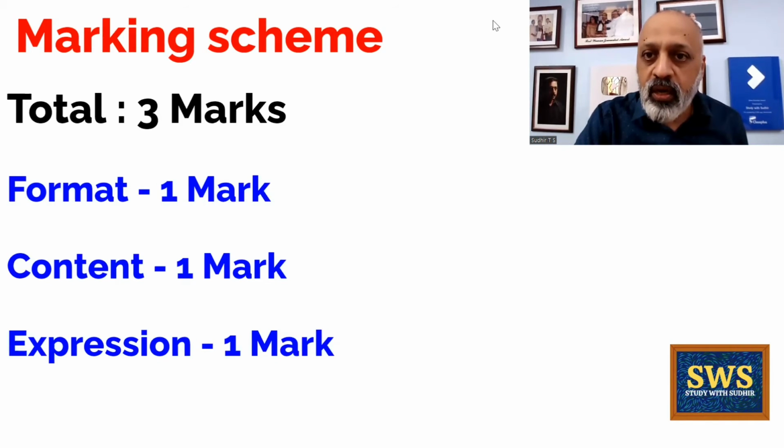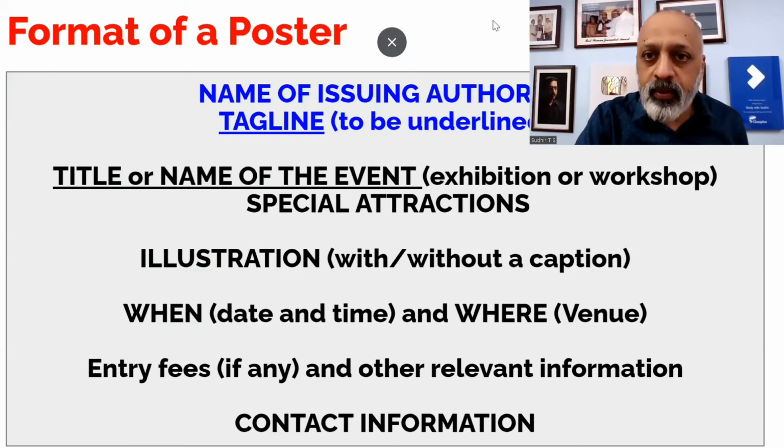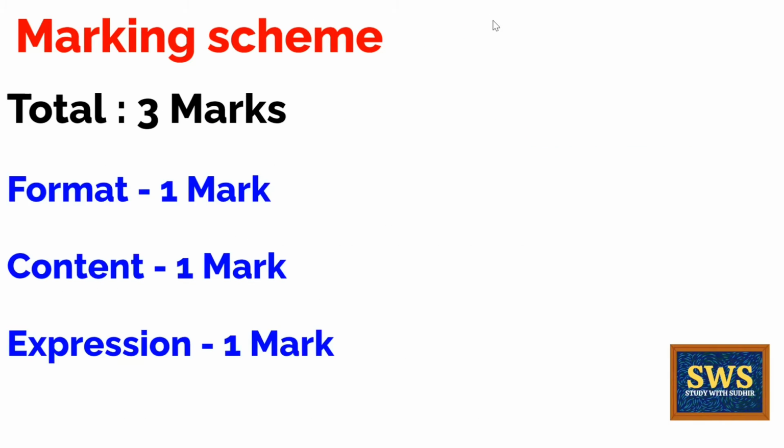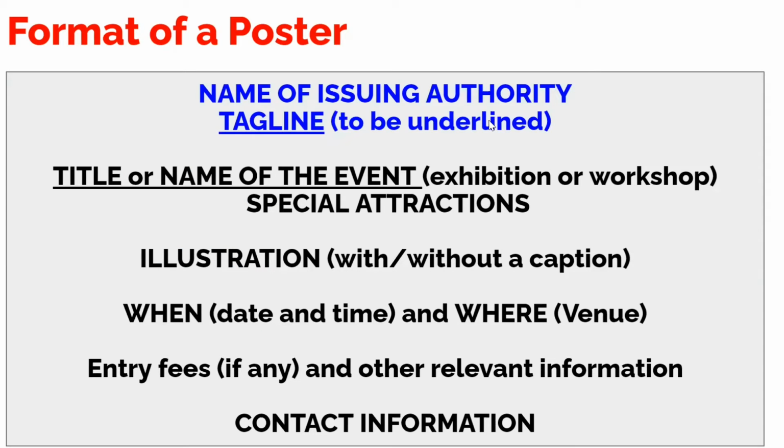Now let me just, okay, let me just hide myself. What is the format of a poster? Name of the issuing authority comes right on top. Then there is a tagline which you can underline. Okay, tagline is the creative kind of a title. Okay, मैं example दूंगा तब आपको समझ में आ जाएगा. Then the title or the name of the event जो कि आपके question में होगा. Holy Mela will be your title, the name of the event.